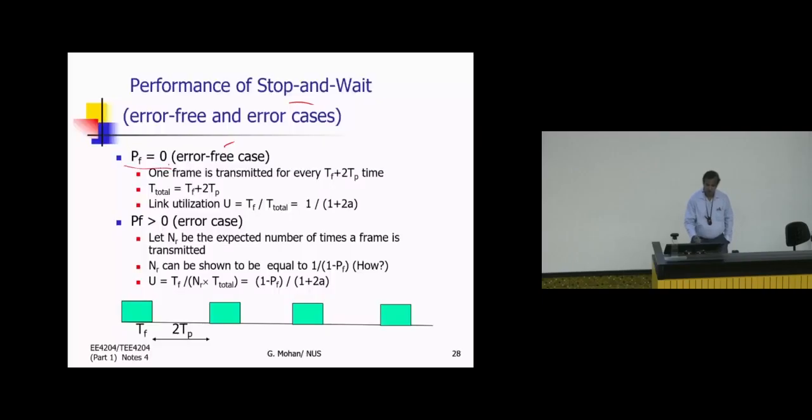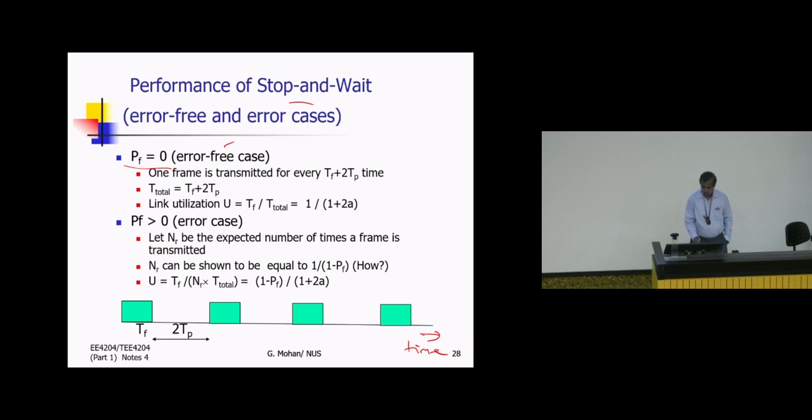Probability of error PF is equal to 0. So now let's see how it performs. In other words, we are going to derive a simple expression for utilization, link utilization or channel utilization, whatever it is. So you can see the timing diagram here. Let's say this is the time.